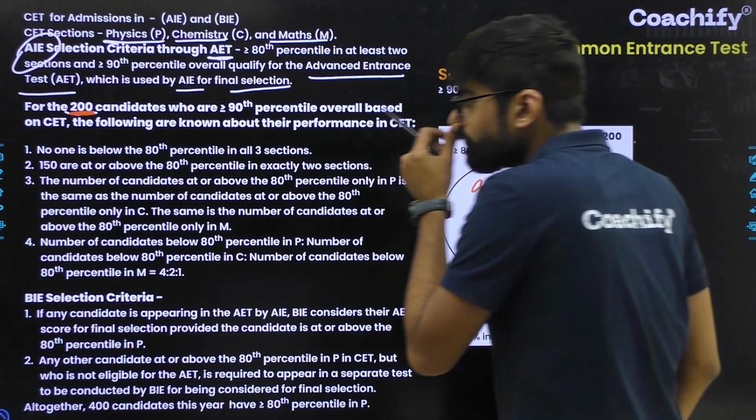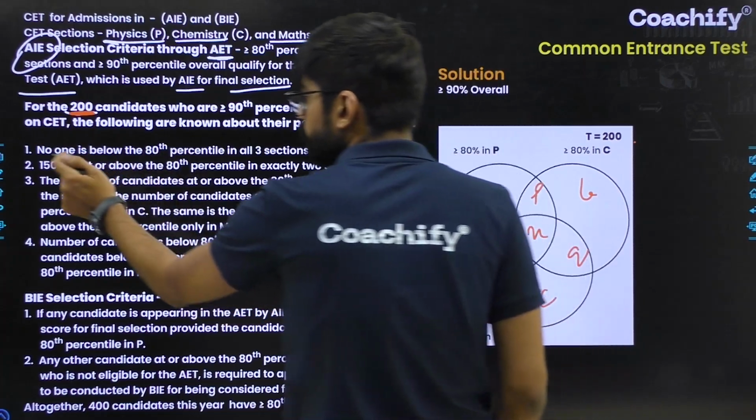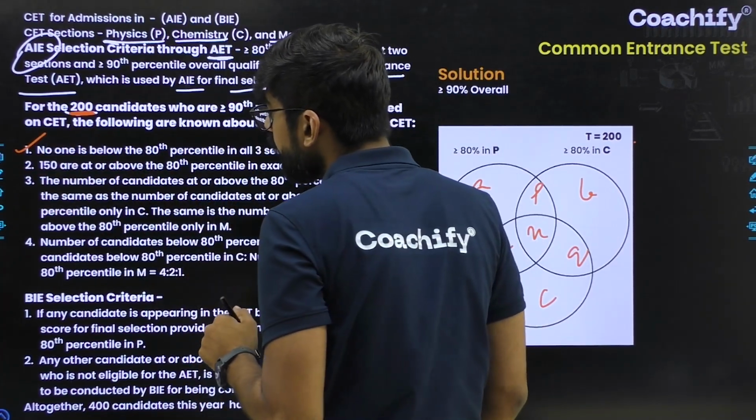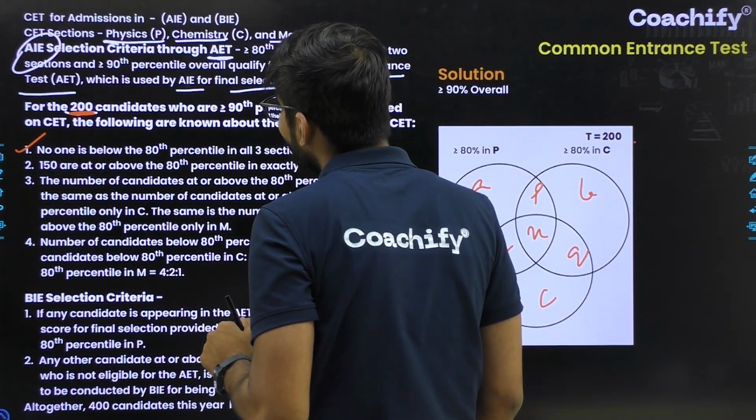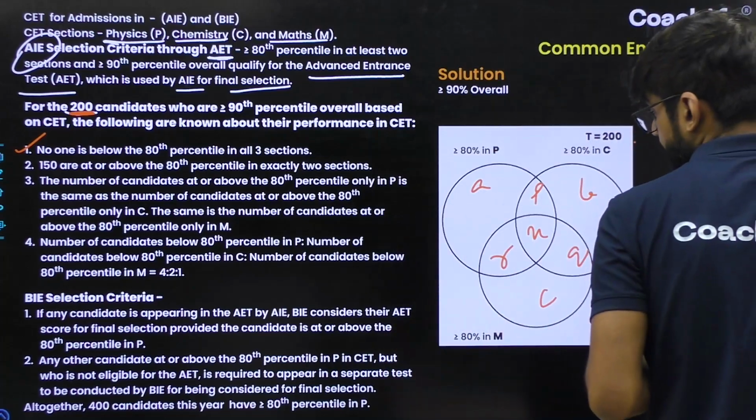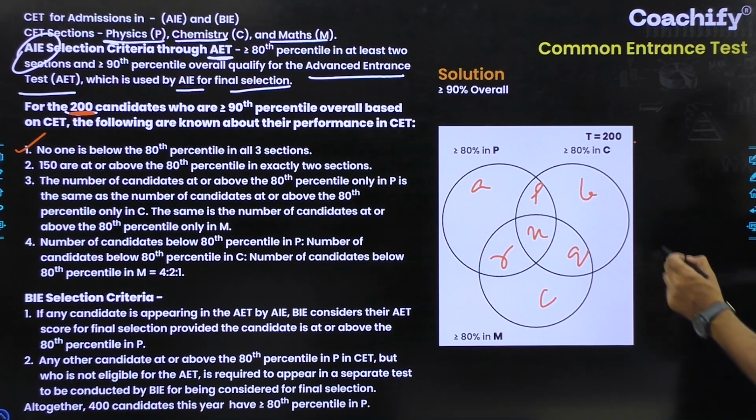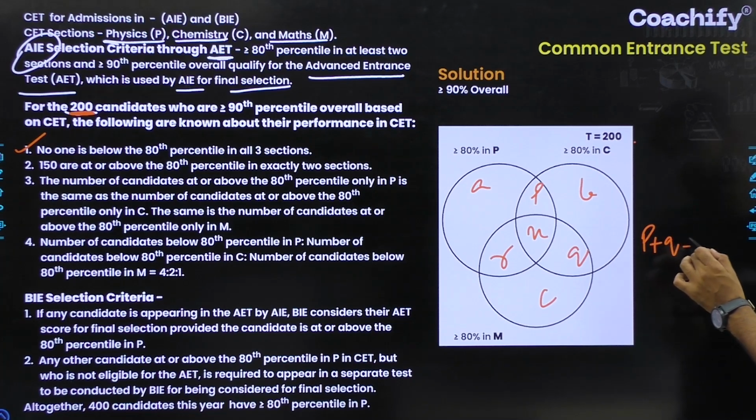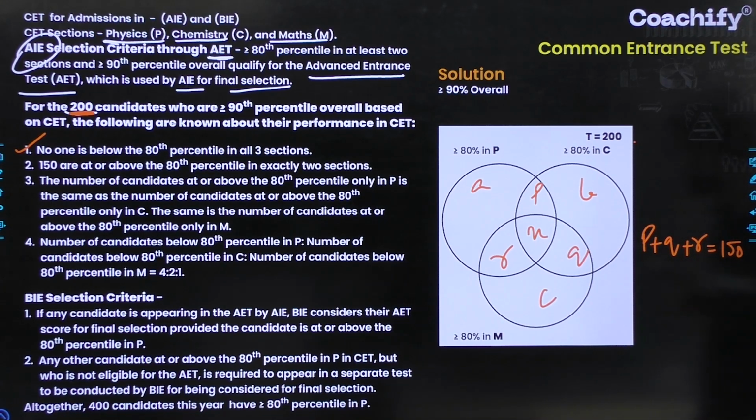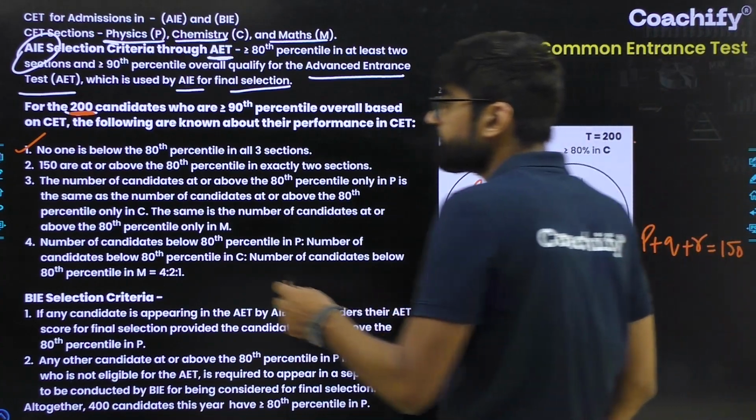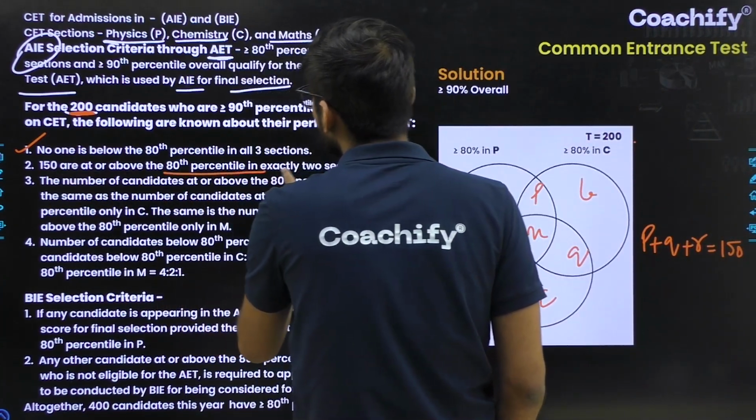Okay, now what we have to do, we have to read this information one by one. So we have used this point, right? 150 are at or above 80 percentile in exactly two. That means we are talking about P, Q and R. So what we can say? We can say that P plus Q plus R is nothing but 150. This is your 150, right? It says that 150 are at or above 80 percentile in exactly two.